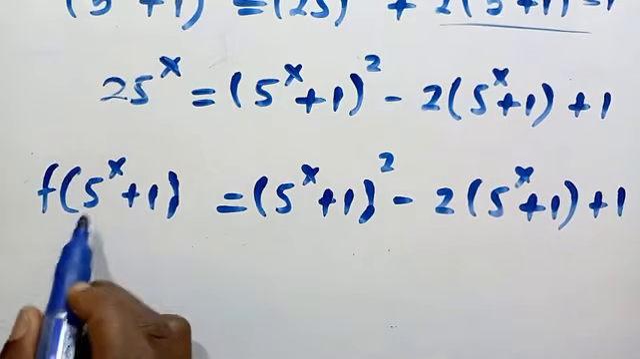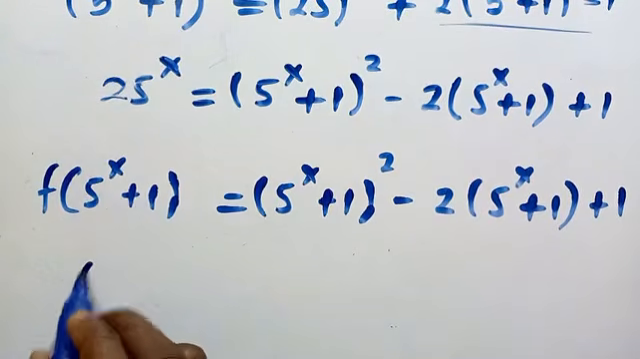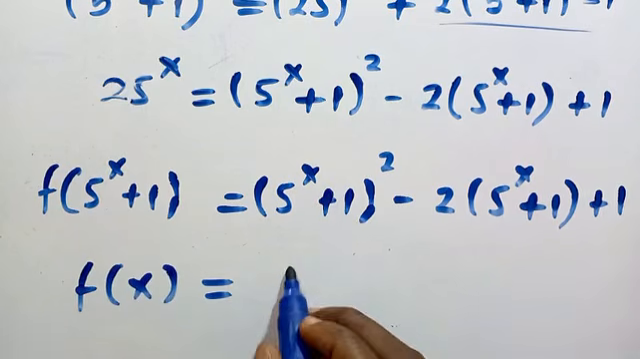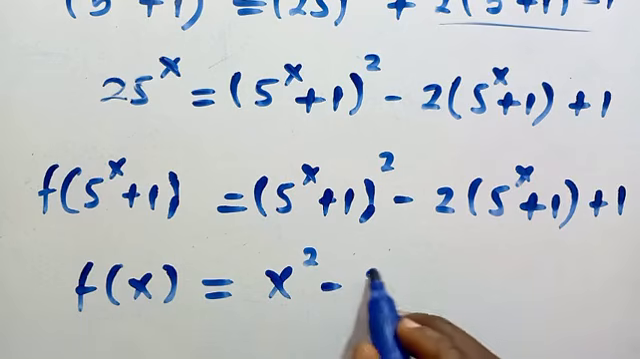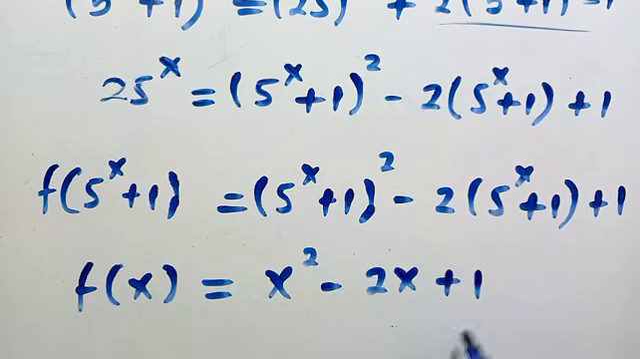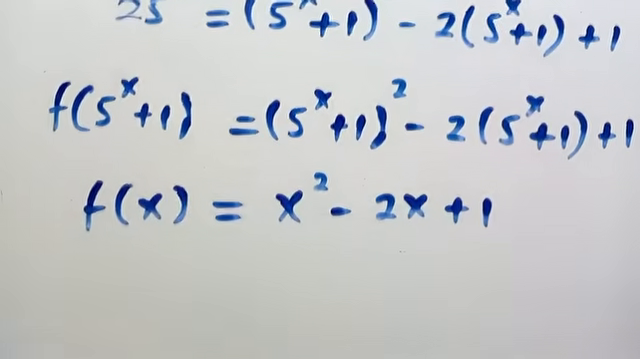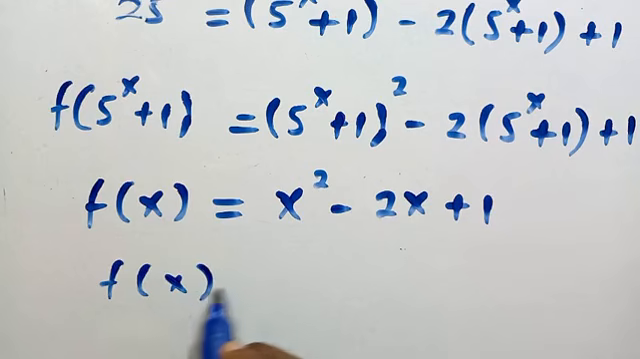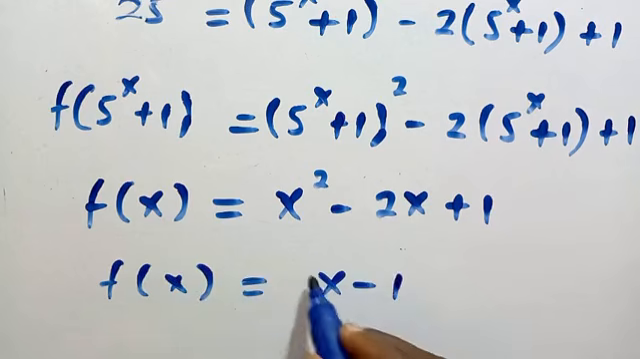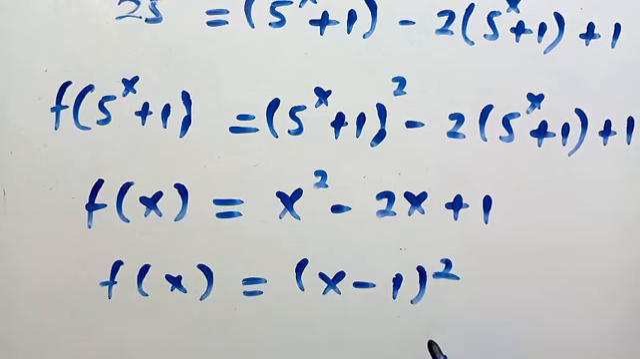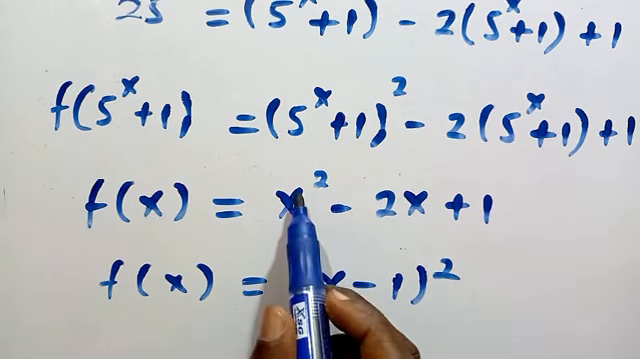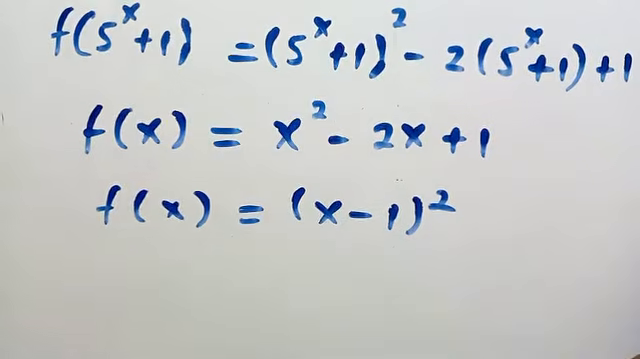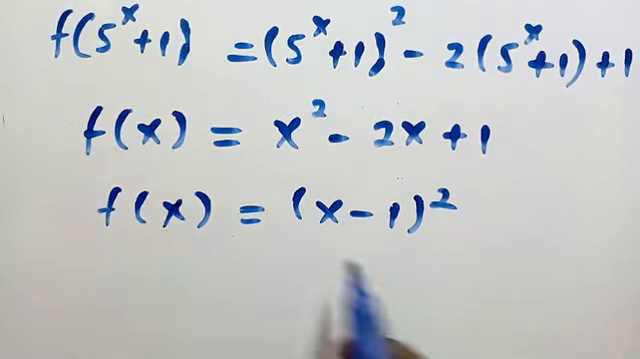Now let's replace 5 power x plus 1 with x, so that we have f of x equals x squared minus 2x plus 1. And the whole of this one is the same thing as when we have f of x equals x minus 1 squared. So when we multiply this 2 times, we are going to get x squared minus 2x plus 1. Then what is next for us is to change every x to x minus 4.